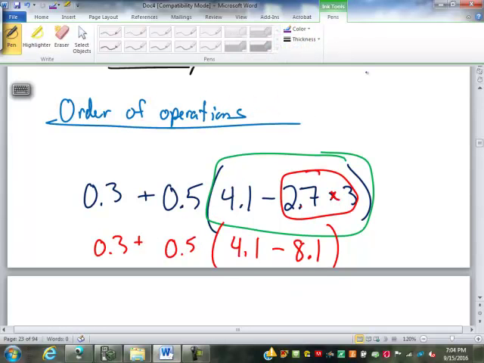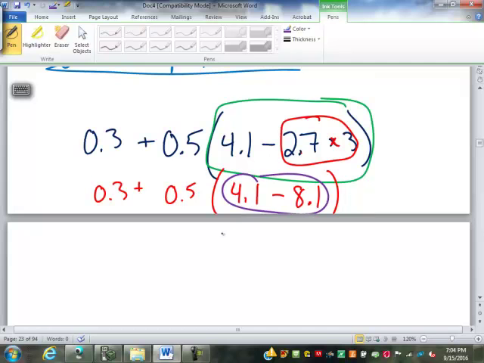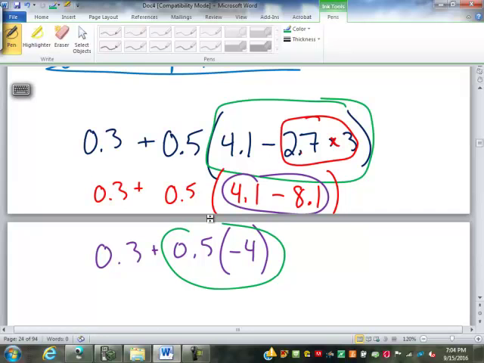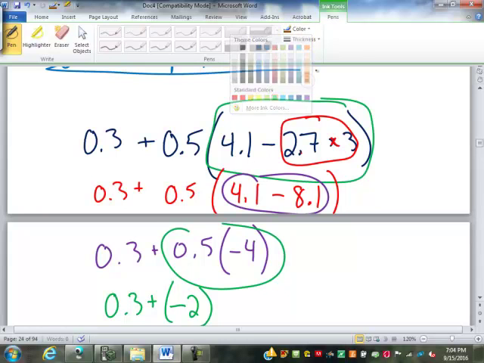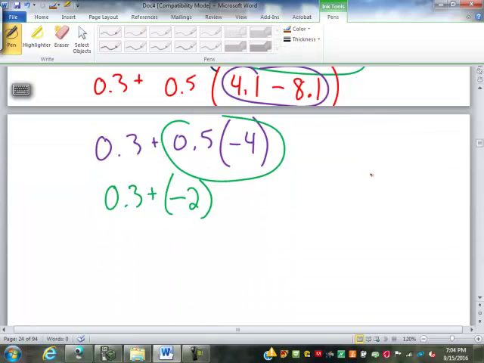What's next? 4.1 minus 8.1 is negative 4. And then multiply 0.5 times negative 4 is negative 2. And then 0.3 plus negative 2 is going to be negative 1.7. Any questions?